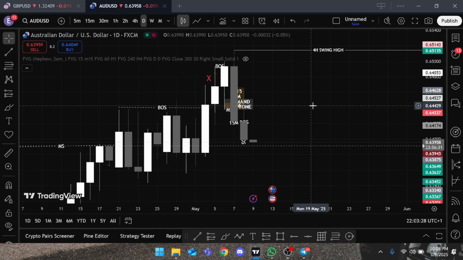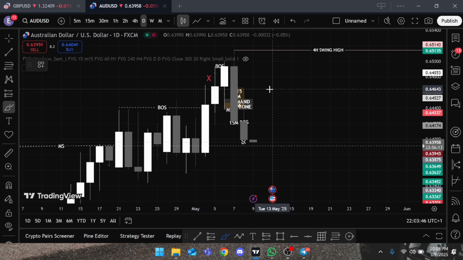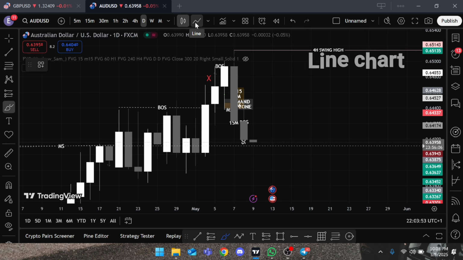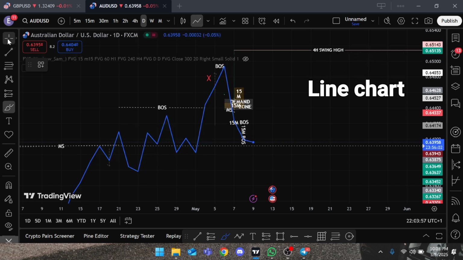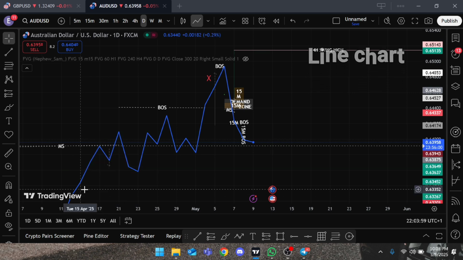So many people don't know how to look at charts and find out break of structure. As you can see, the AUD trade is very messy. In order for you to see this break of structure, most of you will need this indicator. You can see it here, the line indicator. So when you click the line indicator, it goes like this. So now you can see clearly the structure of the market.